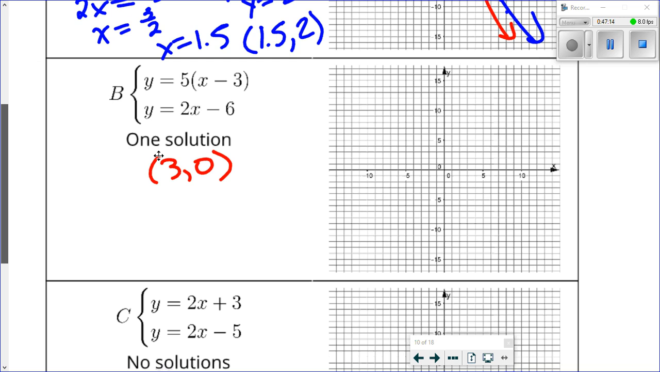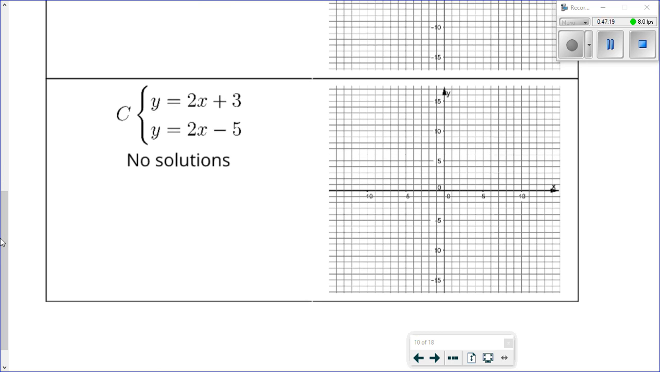So let's go ahead and move forward to system C, which they're telling us has no solutions. So let's prove why system C has no solutions, both graphically, and then we can talk about it algebraically in the system, why that holds true.